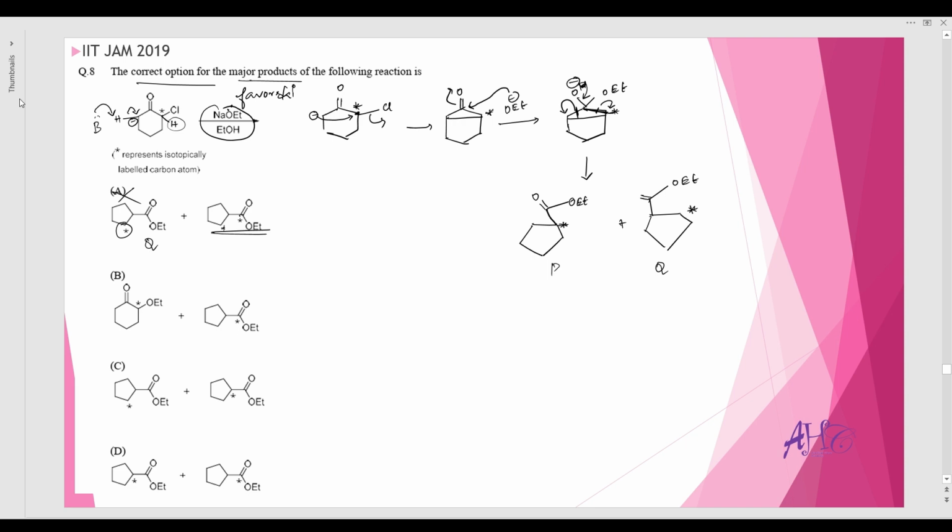So option B ல பார்த்தீங்கன்னா 6-membered ring form ஆகல. So option B is not the answer. So option C ல வந்து பார்த்தீங்கன்னா என்ன இருக்கு, this is your Q form. So this is basically your Q and this is your P. So option C is the correct answer. Okay, so again option D ல என்ன இருக்கு, உங்க isotopically substituted carbon வந்து carbonyl formation ல involve ஆயிருக்கு. So this is not the correct answer.